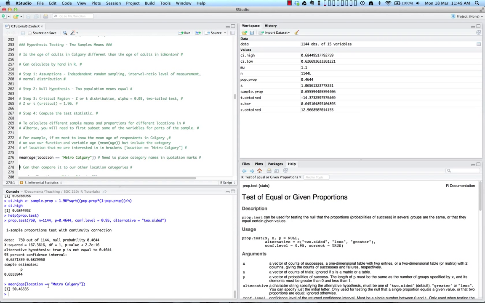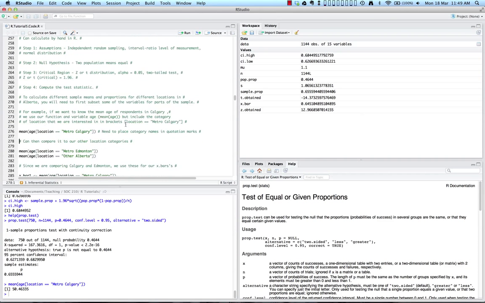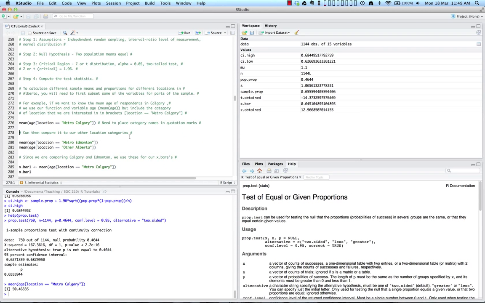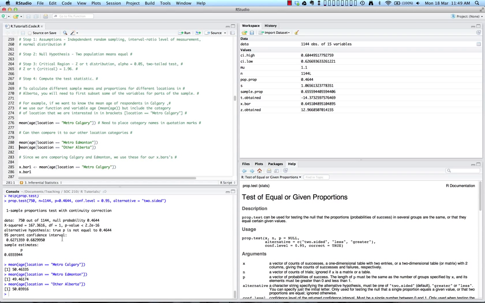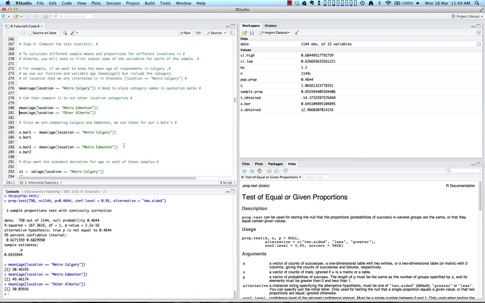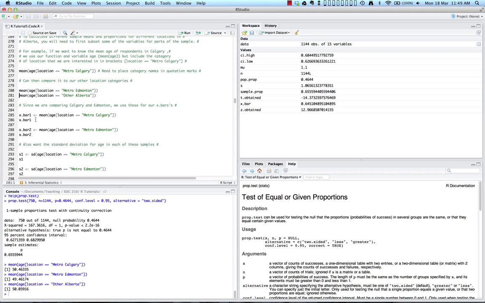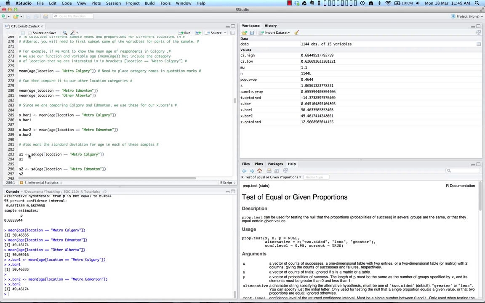We run that and we see that the mean age for people living in Metro Calgary is 50.46 years. Once we have that, we can then compare it to our other locations of Metro Edmonton and other Alberta. So here we see for Metro Edmonton, our age is about 1 year younger at 49.46 years. And since we're comparing Calgary and Edmonton, we can then use these for our X bars in our formula. So let's set X bar 1 equal to the mean age for people in Calgary and X bar 2 equal to the mean age for people in Edmonton. You can see down here that these equal what we've just seen beforehand.